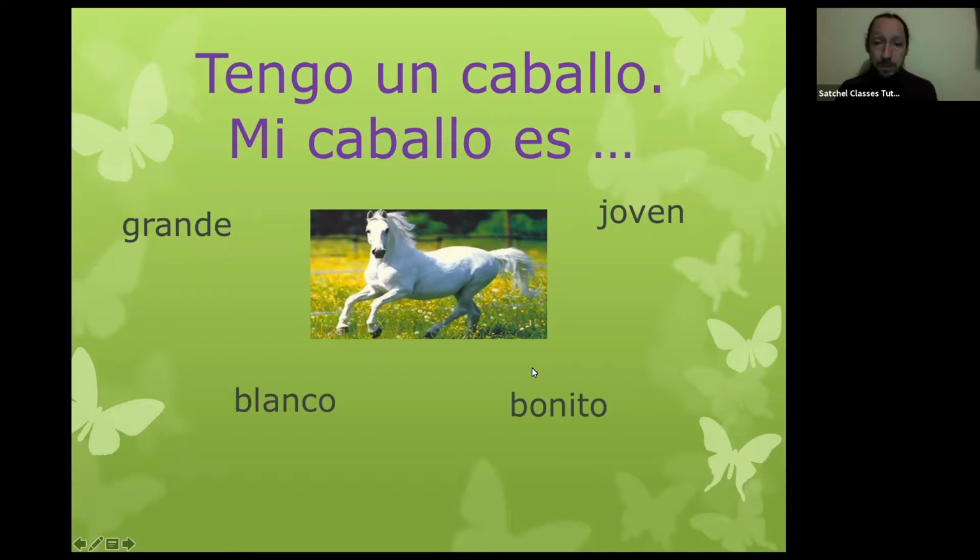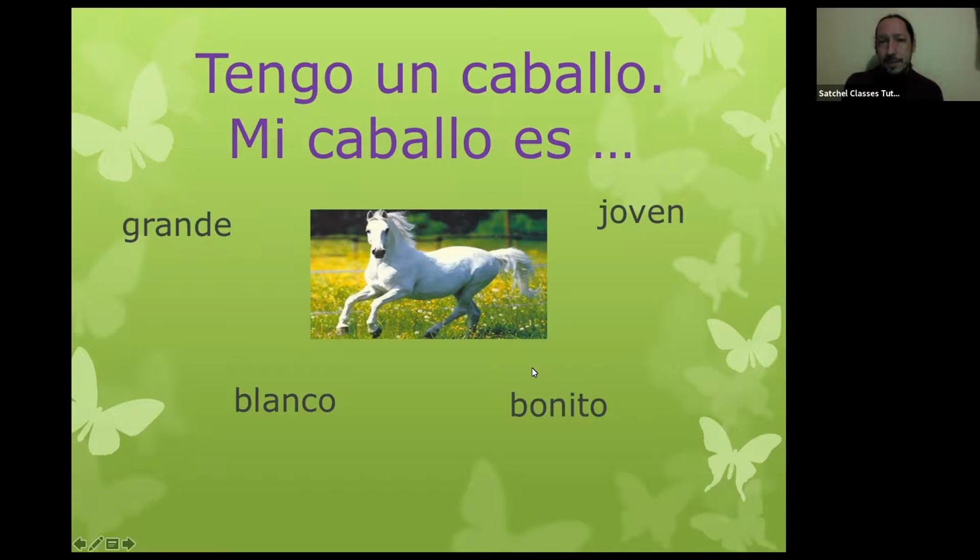Something really important, by the way, is that you need to keep an eye on the actual word, caballo, because if the word is feminine, your adjective will change as long as the adjective has O or A at the end. For instance, blanco and bonito will change into blanca bonita if you are talking about a feminine animal, which we'll do later on today. Now, grande and joven won't change at all. Why? Because they have different endings. Grande will stay the same and joven will stay the same.